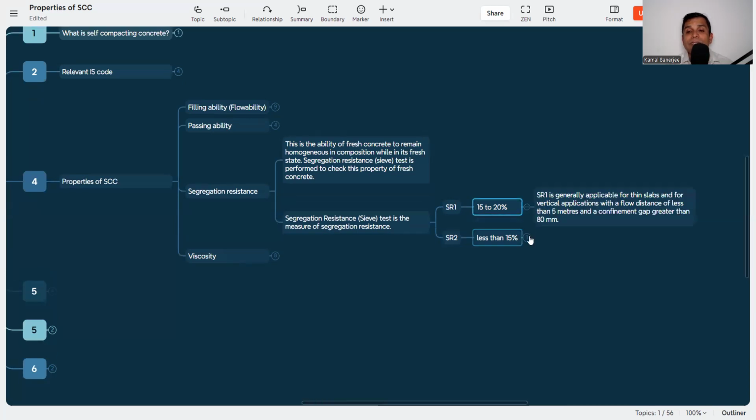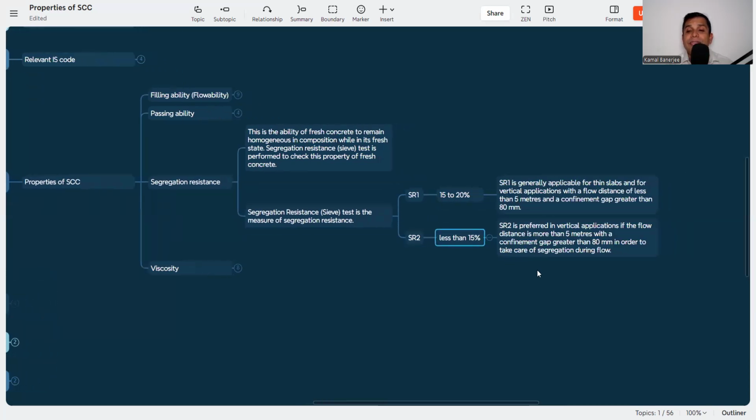Now, what is SR1 and what is SR2? SR1 is generally applicable for thin slabs and vertical applications with a flow distance less than 5 meters and a confined gap greater than 80 mm. So if your structure's flow distance is less than 5 meters and the confinement is more than 80 mm, you can choose SR1. But if it is more than 5 meters and the confined gap is greater than 80 mm, then it should be SR2. That means segregation resistance should be less than 15%.